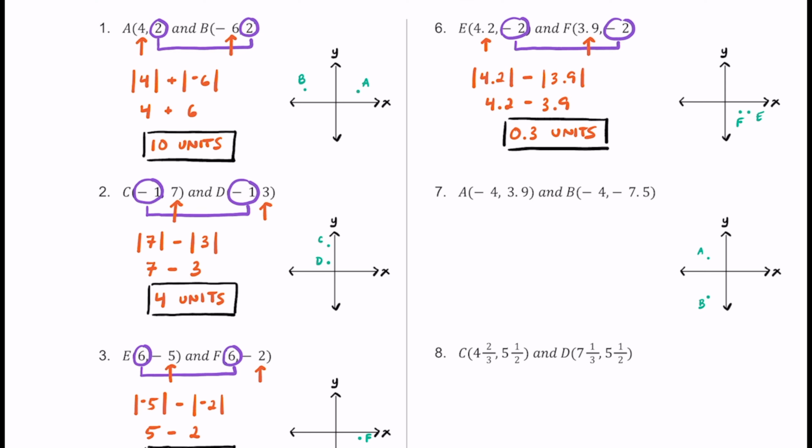Okay, so we can confirm here that they are on top of each other, or above and below, just because this -4 matches for both of them. Their x values match, and when that happens, we know that they are going to be above and below each other.